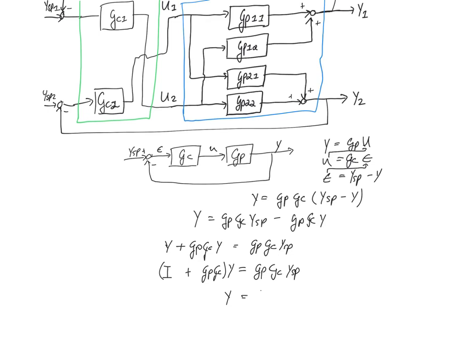So we have Y, and notice we are multiplying from the left, Y equals I plus GP GC inverse GP GC YSP, and now we have a transfer function for this closed loop block diagram. Now, please note that this is the same transfer function that we would have obtained with the diagonal controller pairing. Even though this slide started with the off-diagonal controller pairing, we are getting exactly the same equation, which will save us effort.